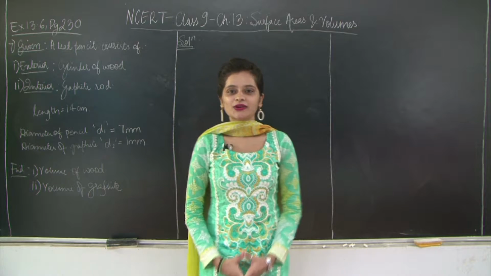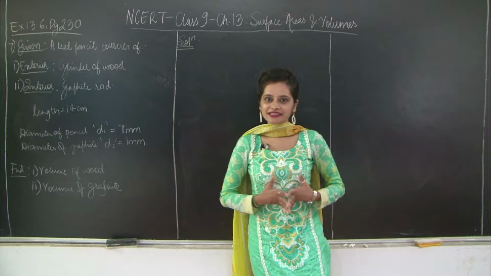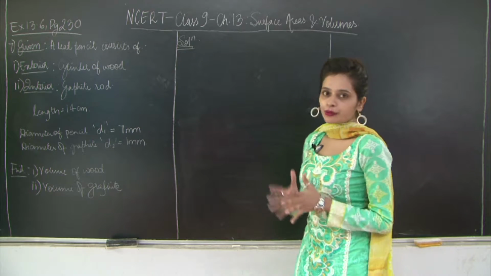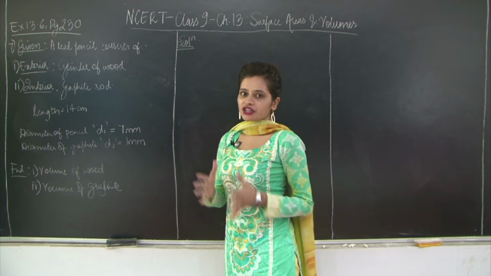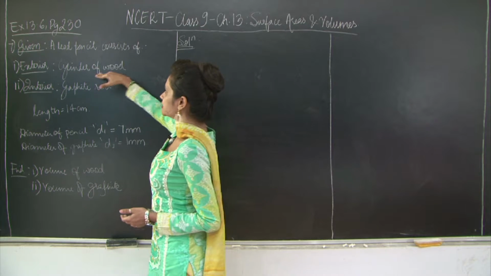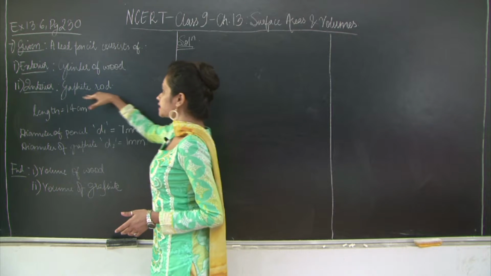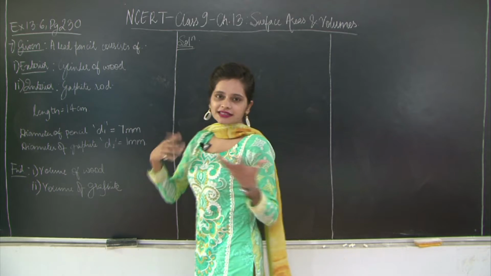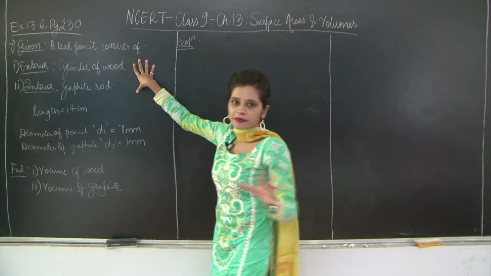Hello students, let us take a look at the 7th question of exercise 13.6, chapter 13. So here we are talking about a lead pencil which consists of, at the exterior, a cylinder of wood and at the interior a graphite rod. There's nothing very spectacular about this pencil.